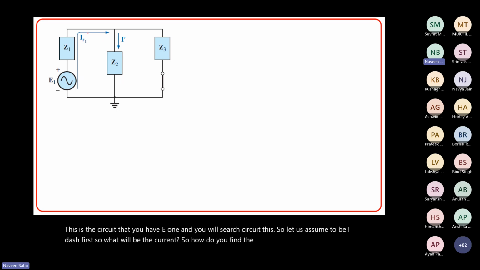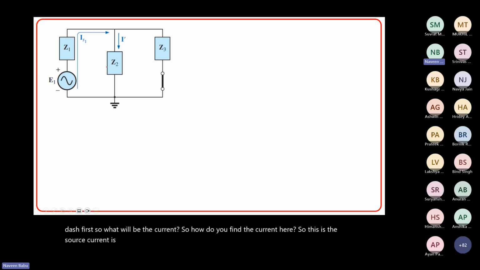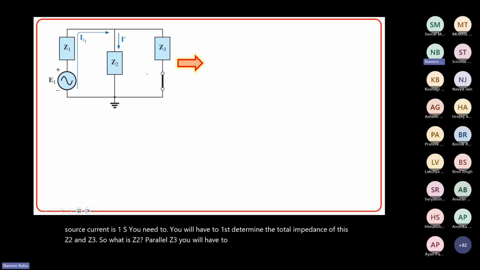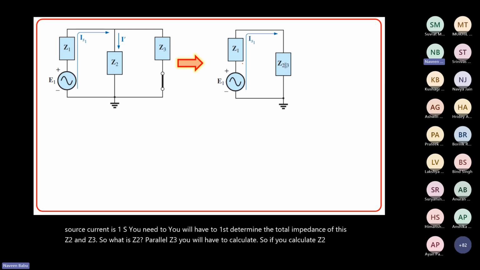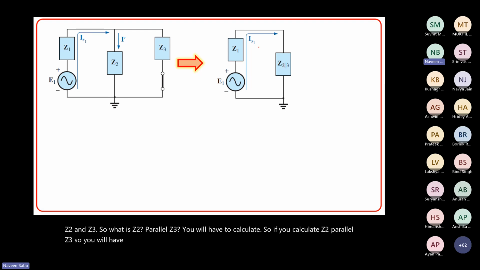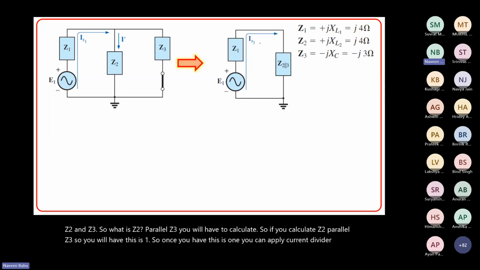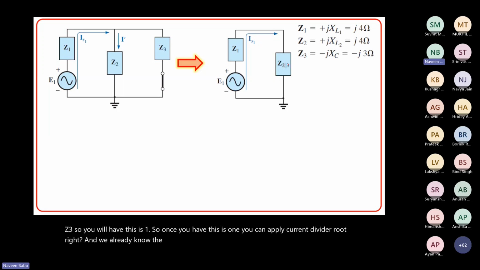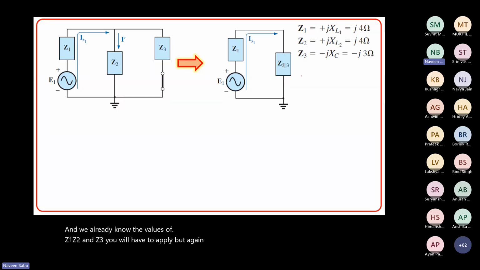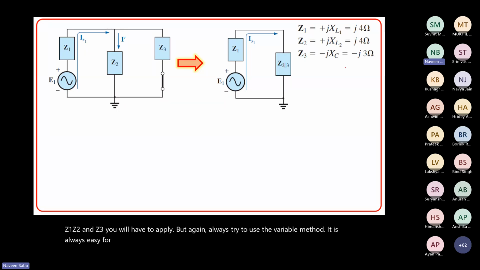This is the source current IS1. You will first have to determine the total impedance of Z2 and Z3. So what is Z2 parallel Z3? You will have to calculate it. Once you have this IS1, you can apply the current divider rule, right? We already know the values of Z1, Z2, and Z3. But again, always try to use the variable method. It is always easy for you.